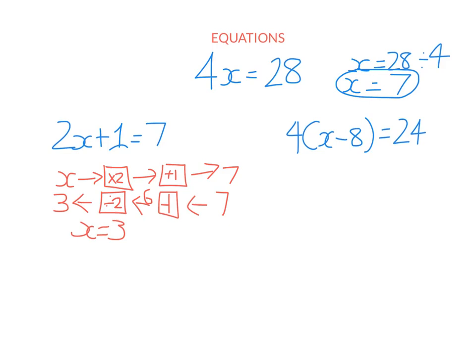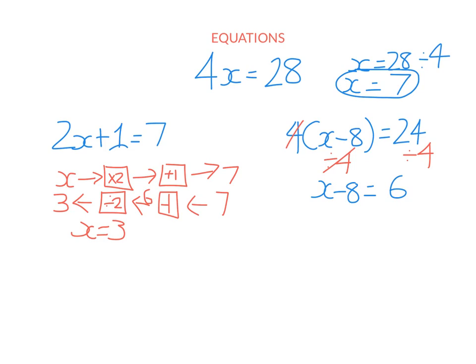So the first thing I'm going to do is divide by 4, because that will undo timesing by 4. The premise behind the balance method: what you do to one side, you must do to the other. So if I divide the left-hand side by 4, I must also divide the right-hand side by 4. So I'm left with x minus 8 equals 24 divided by 4 is 6.